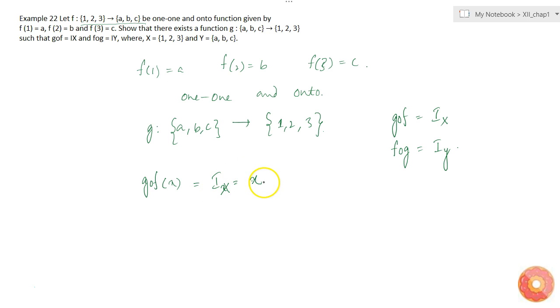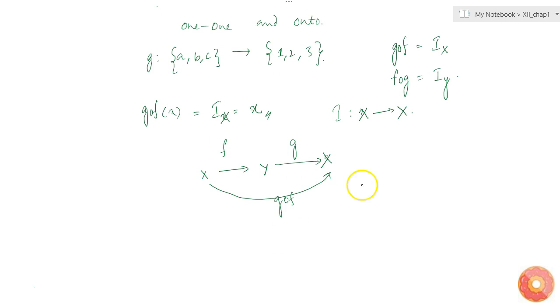Generally, I is an identity function, and I_X means that it is mapping from x to x. So we already know that if there is some function g∘f, then it maps from x to x, since we know that f maps from x to y, and g maps from y to x. And it is asked if there is any g possible such that we get g∘f as I_X.